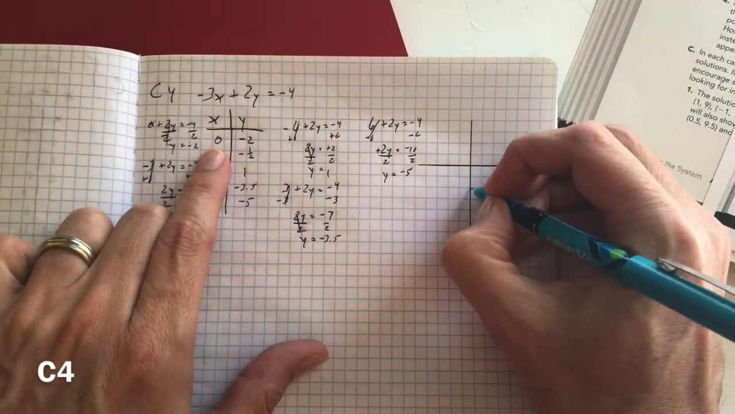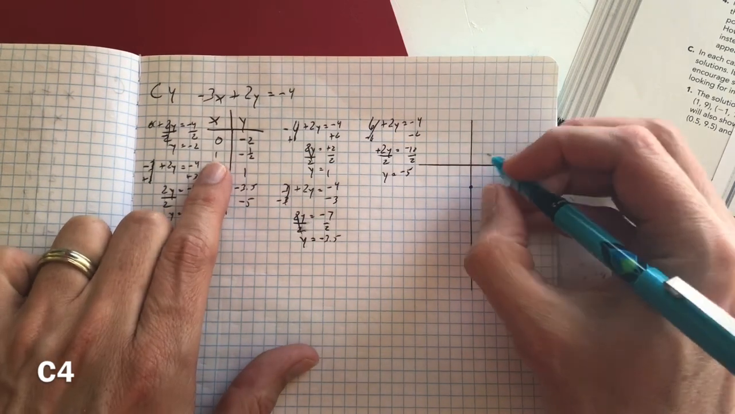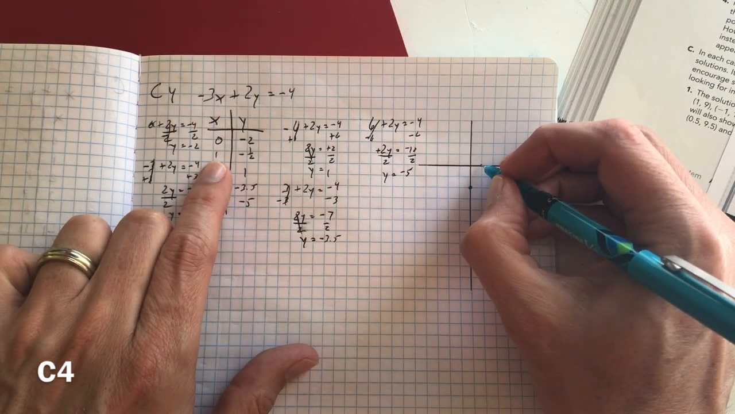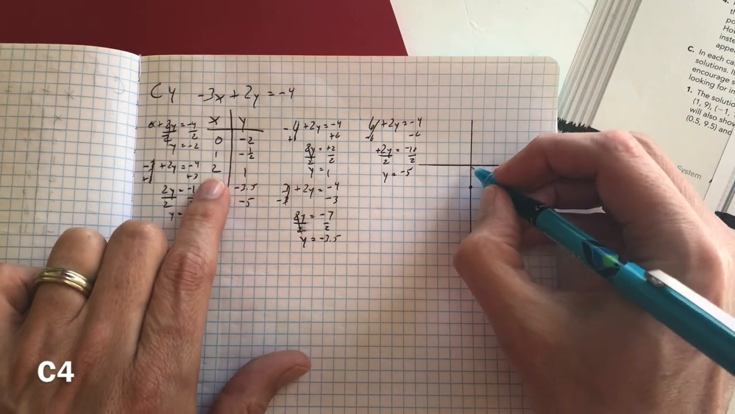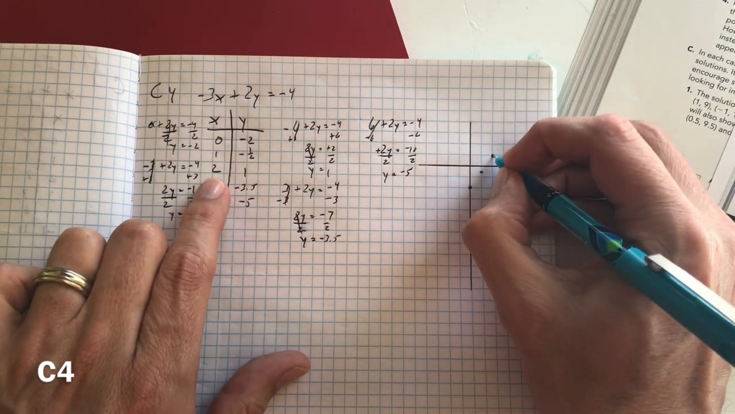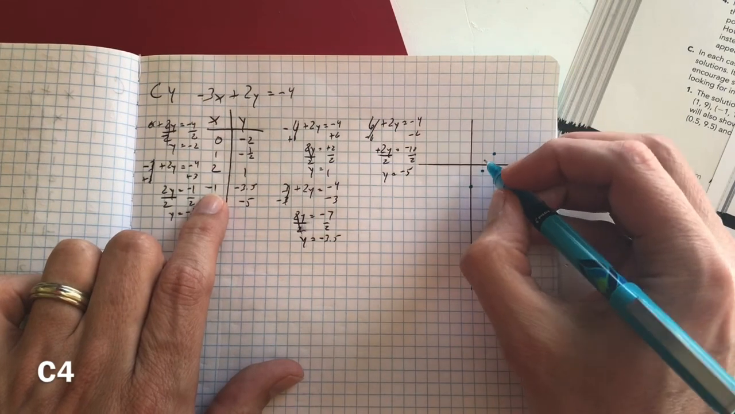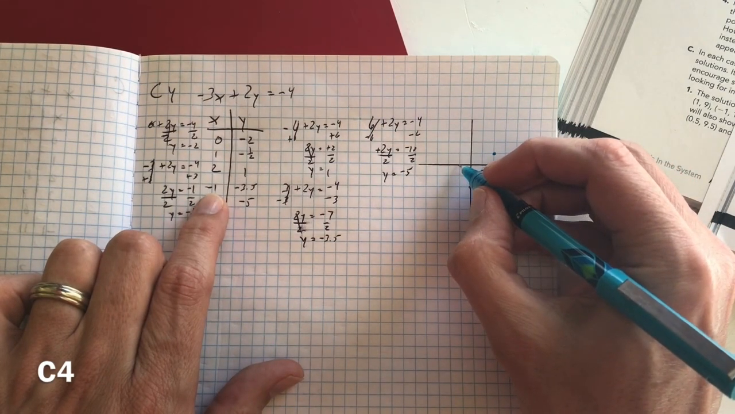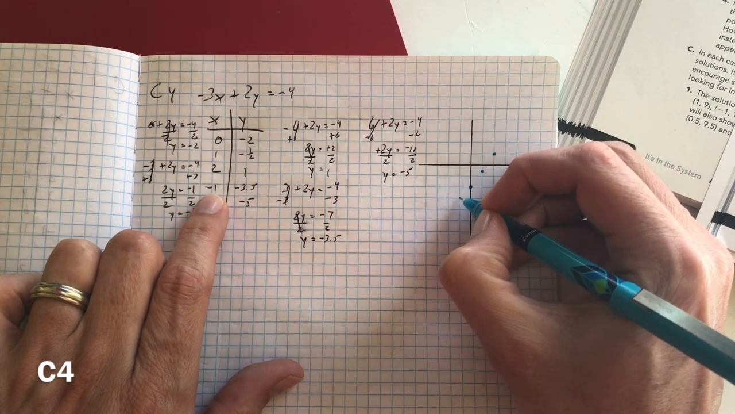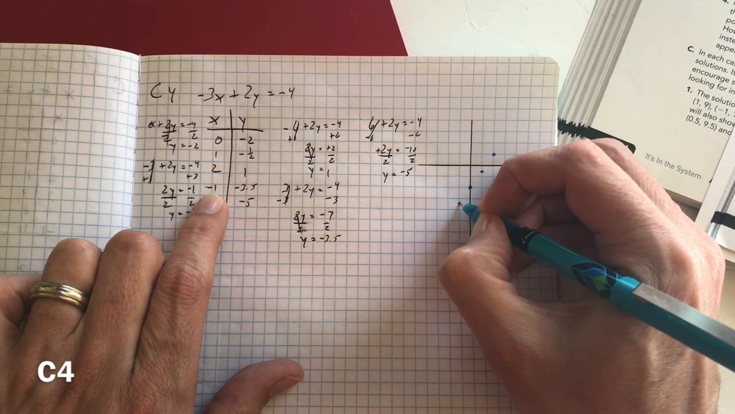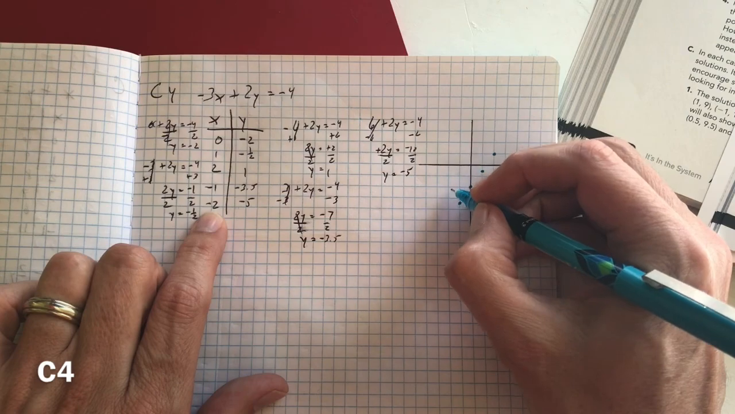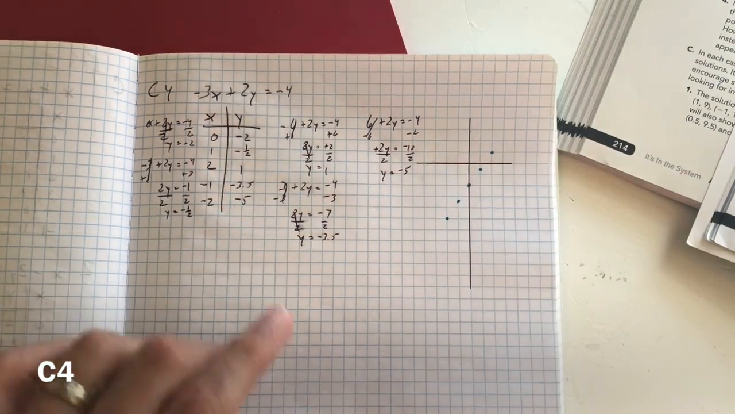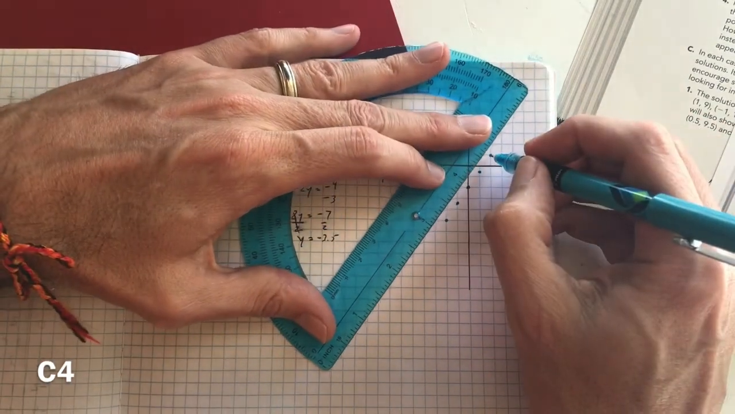0, negative 2. 1, negative 1/2. 2 and 1. Negative 1, negative 2.5. So there's 2, 3.5. And negative 2, negative 5. Okay, that looks pretty good. Making straight lines.